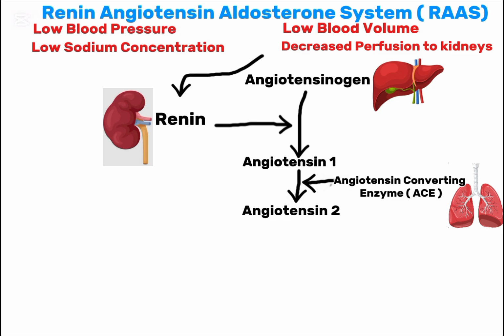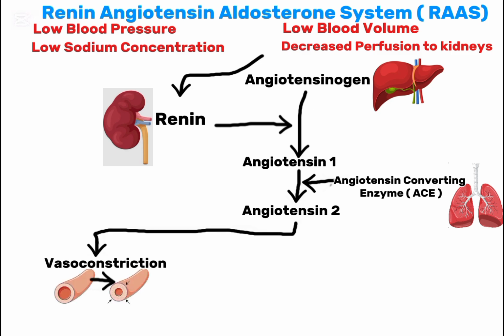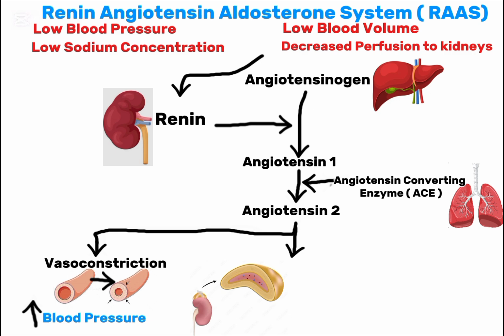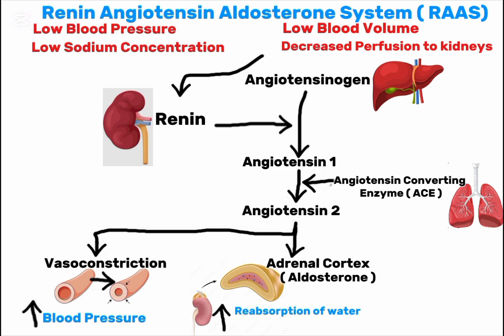Angiotensin 2 is a very important molecule in the RAAS physiology. It performs various actions which include constriction of the blood vessels, which ultimately leads to increased blood pressure. Angiotensin 2 also stimulates the adrenal cortex to release the hormone aldosterone, which acts on the distal convoluted tubules and collecting ducts to increase reabsorption of water and sodium. It also helps in the excretion of potassium. In this way, more sodium and water are retained, which ultimately leads to increased blood volume and blood pressure.